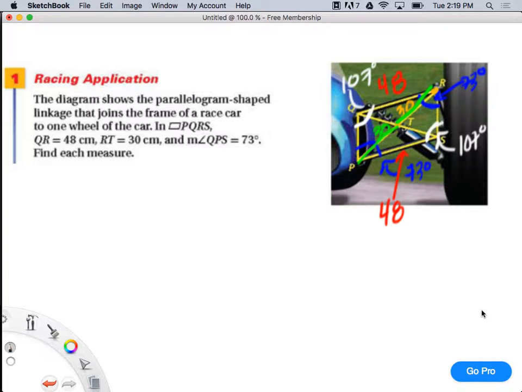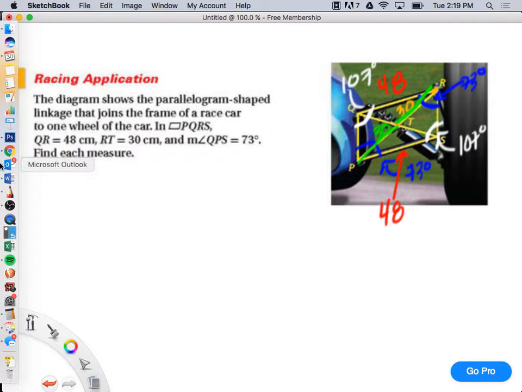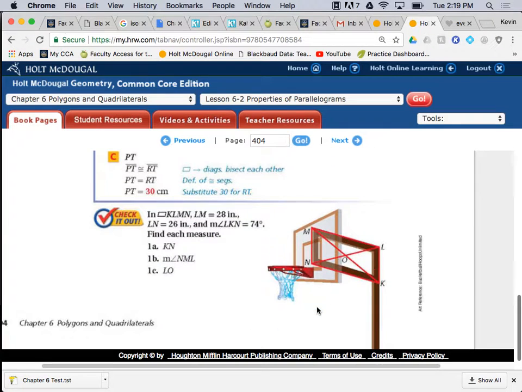Small? So, wait, that top blue one says 93, right? 73. This is 73, that's 73. This is 107, that's 107. This is 30, and this is 30. That side is 48, and that side is 48. Does that make sense? Okay, so you guys should be able to do that just based on what we just learned.